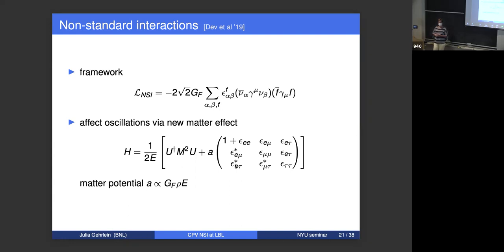Even if you dial these down, it's the same basic form for this. Exactly. So NSI in oscillations always has a Lagrangian like this and always shows up in the Hamiltonian like this.